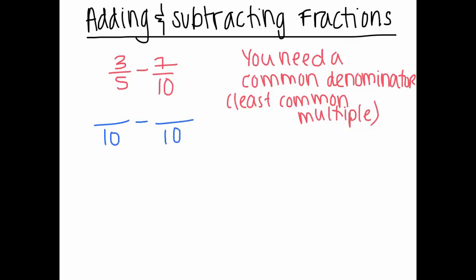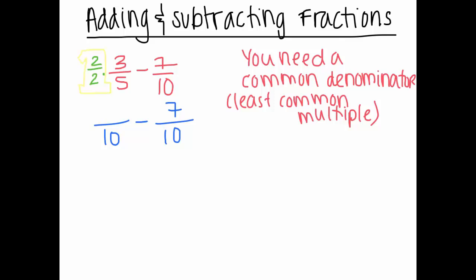The second fraction already has denominator 10, so I don't have to change that one at all. The first denominator is a 5. So in order to change that 5 to a 10, we're going to multiply the top and bottom by 2, because 2 times 5 is 10.